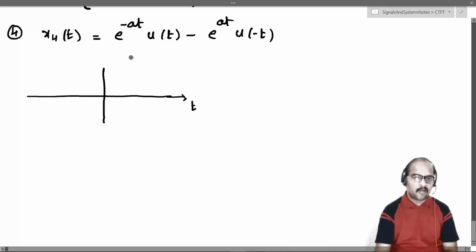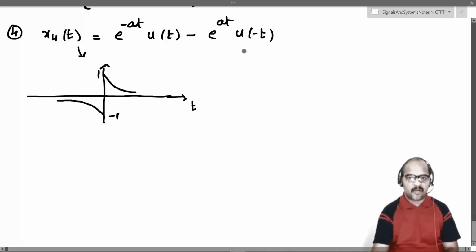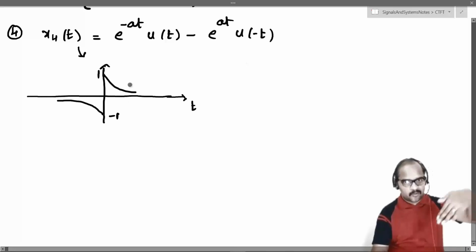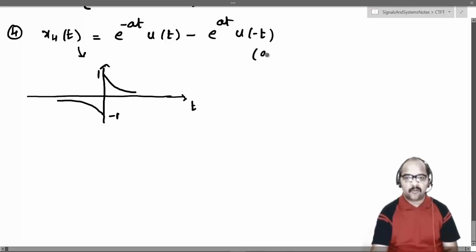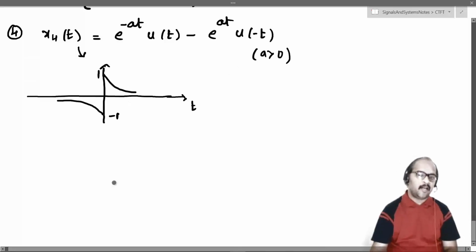We want the signal to be absolutely integrable, and hence how should the plot look? So e power minus at u of t, we already know is an exponentially decaying function, and minus e power at u of minus t will look something like this. But we want minus of that, and hence the plot will look like this. This is the x4 of t, but because the curve is going down, definitely what should be the value of a? It should be greater than 0.